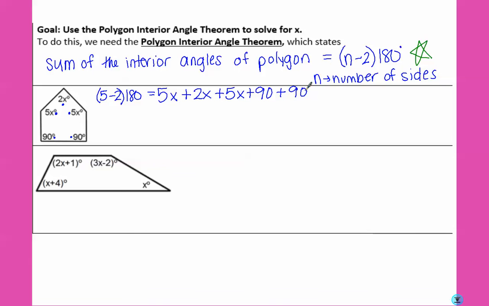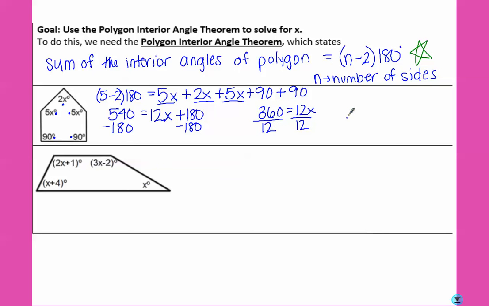So let's simplify. 5 minus 2 would be 3. 3 times 180 is 540 equals 5x plus 2x plus 5x would be 12x plus 90 plus 90 is 180. Subtract 180 from both sides. I get that 360 equals 12x. Divide both sides by 12, and I get that x equals 30.